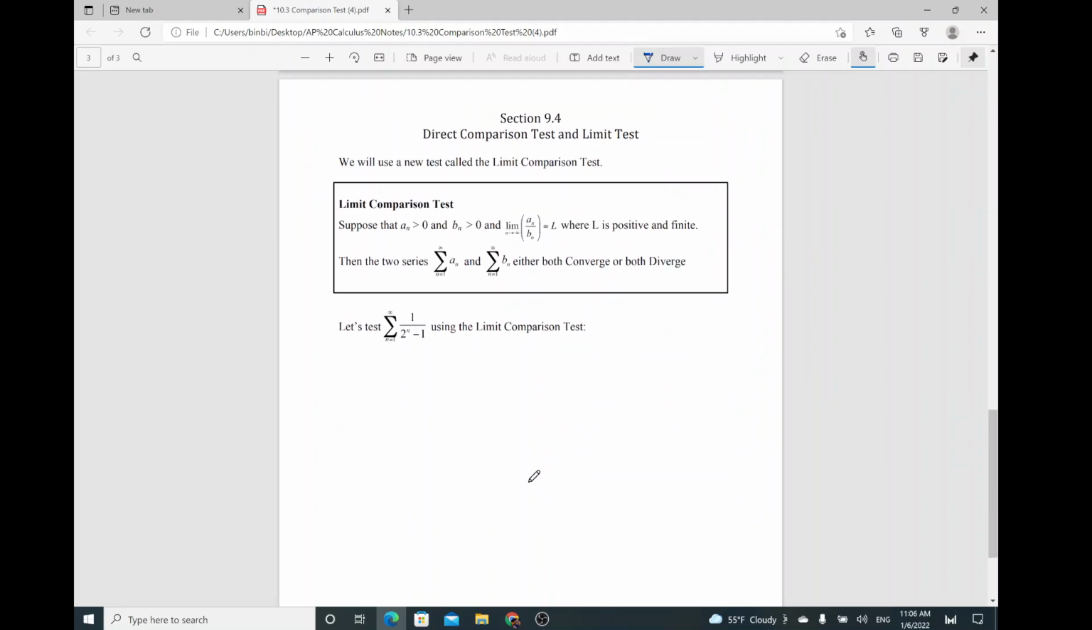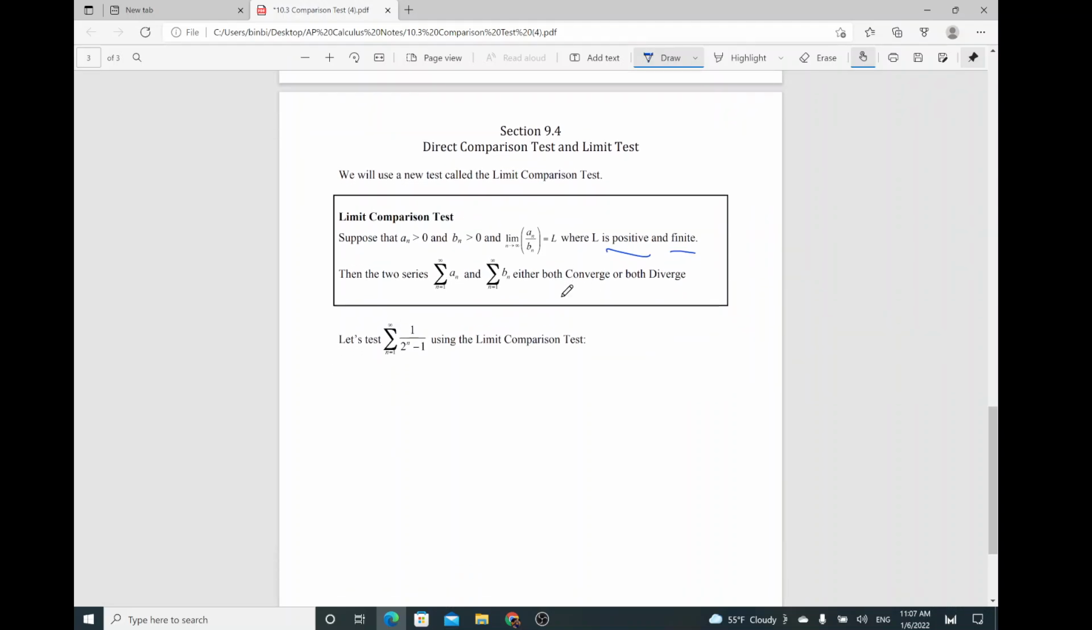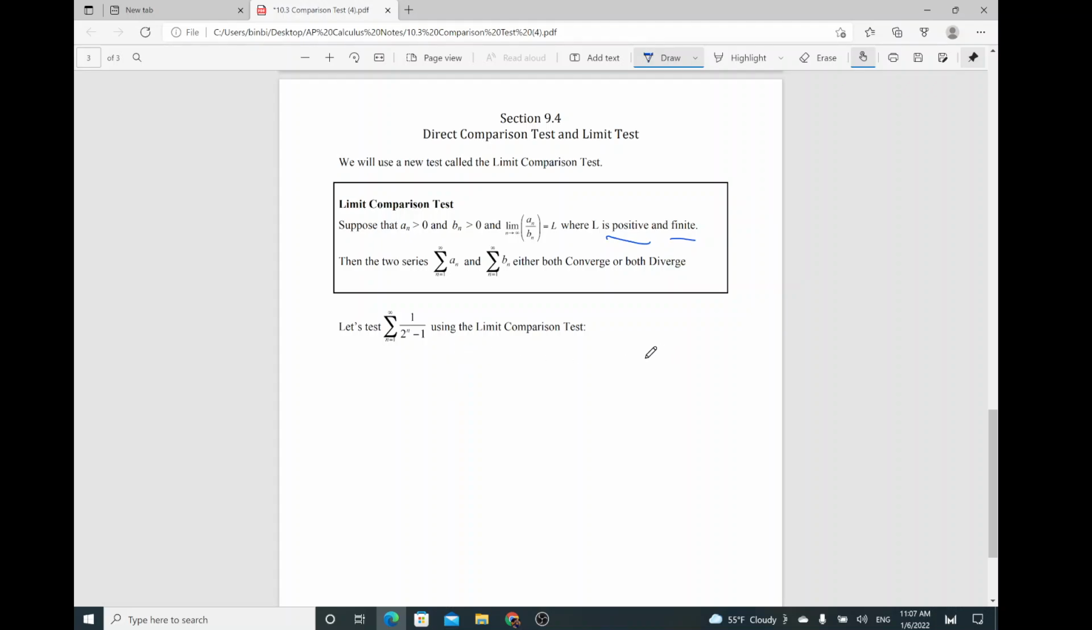So, direct comparison test and the limit comparison test. What happens if we can't use the direct comparison test? We can use the limit comparison test. Suppose that a sub n is greater than 0, b sub n is greater than 0, and the limit as n goes to infinity of the ratio a sub n over b sub n equals L, where L is positive and finite, not infinity. Then the two series, sigma a sub n and sigma b sub n, either both converge or both diverge. Like the previous one, if you try to use the direct comparison test, it doesn't work, so we need to use the limit comparison test.